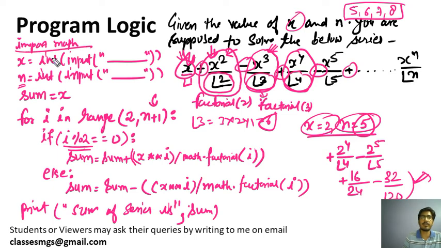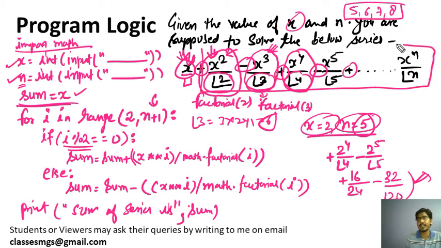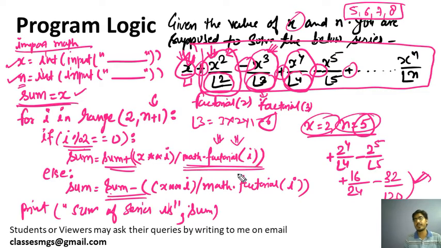You will import the math module, take the value of x and n. The sum variable is already initialized with x. Now we are iterating from 2 to the nth term that the user entered, and if the term is even, then we are adding it. If the term is odd, then we are subtracting it. And for calculating the factorial, because we need to divide by the factorial of this number, I have used the math library, and the math dot factorial function will return the factorial of that particular number. Okay, so this is a simple program.